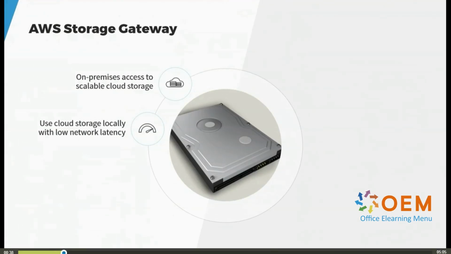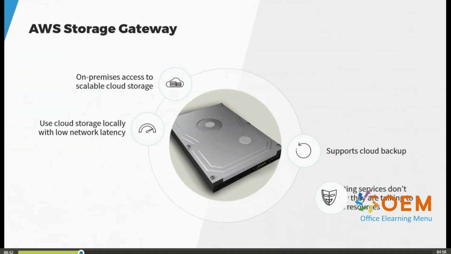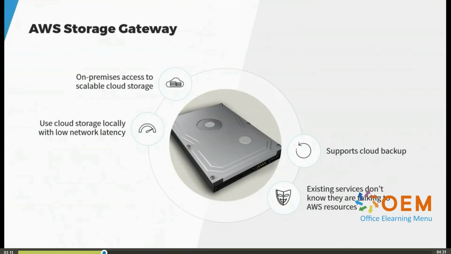network. Of course, that ends up meaning low network latency compared to accessing things over the internet, which can become congested at times. The Storage Gateway solution also supports cloud backup, and it fits seamlessly into your on-premises network environment because the existing services that make a connection to the Storage Gateway don't even know that they're talking to AWS on the back end. So we're getting the benefits of cloud storage, and we'll talk about how that works exactly, while having local access to it, because we have a local cache through the Storage Gateway.